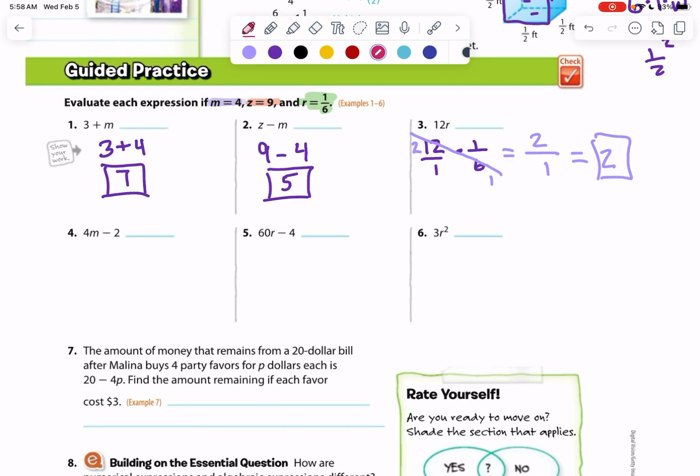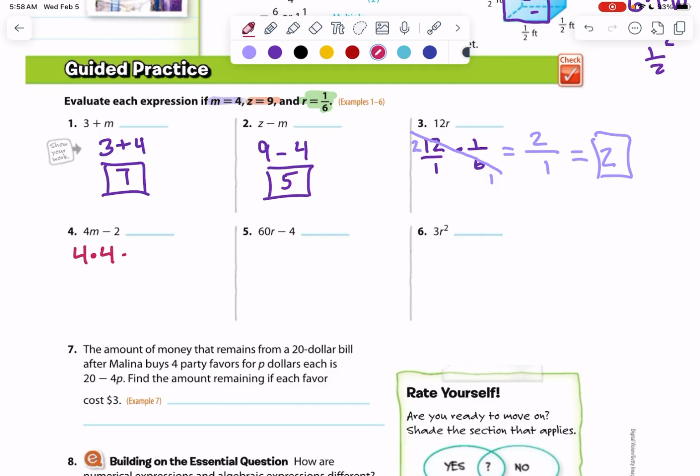4 times whatever M is minus 2. So 4 times M is 4 minus 2. Order of operations says multiply first. 4 times 4 is 16 minus 2. That's 14. Box my answer.